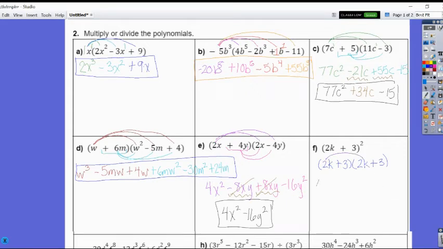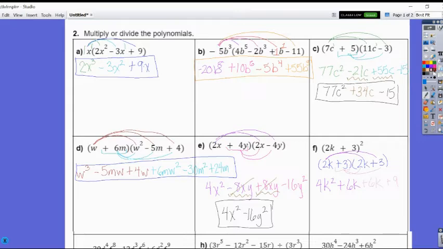2k times 2k makes 4k squared. 2k distributes down to the positive 3 for positive 6k. And moving right along, now my positive 3 multiplied by 2k is going to be a positive 6k. That positive 3 also multiplies with positive 3, and we're going to get positive 9.